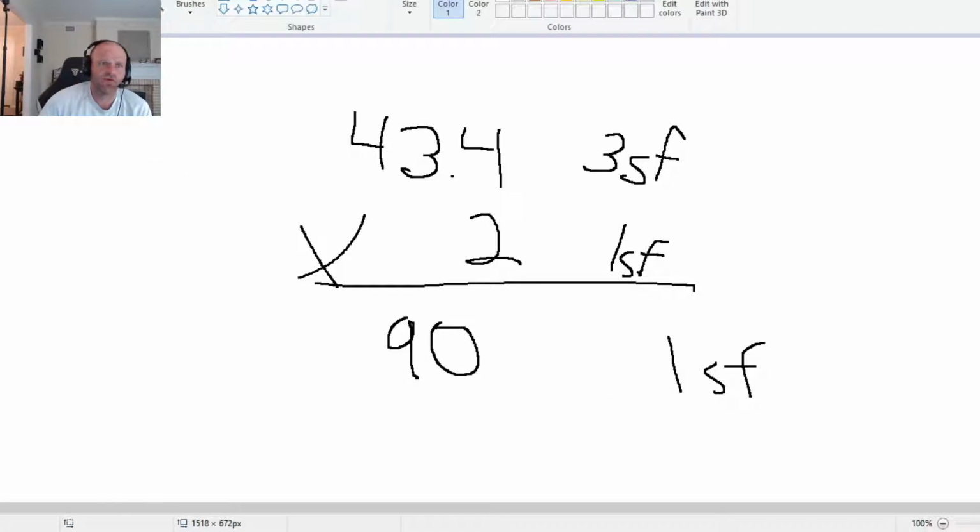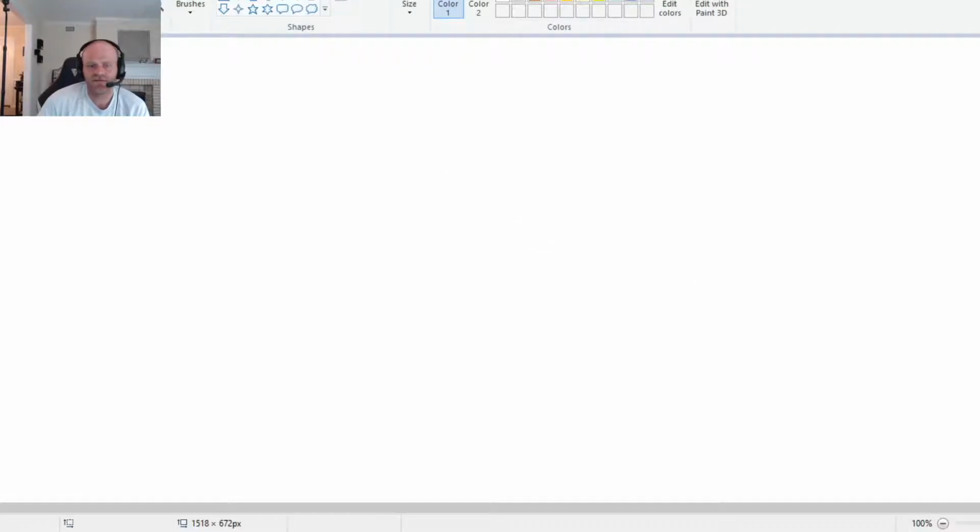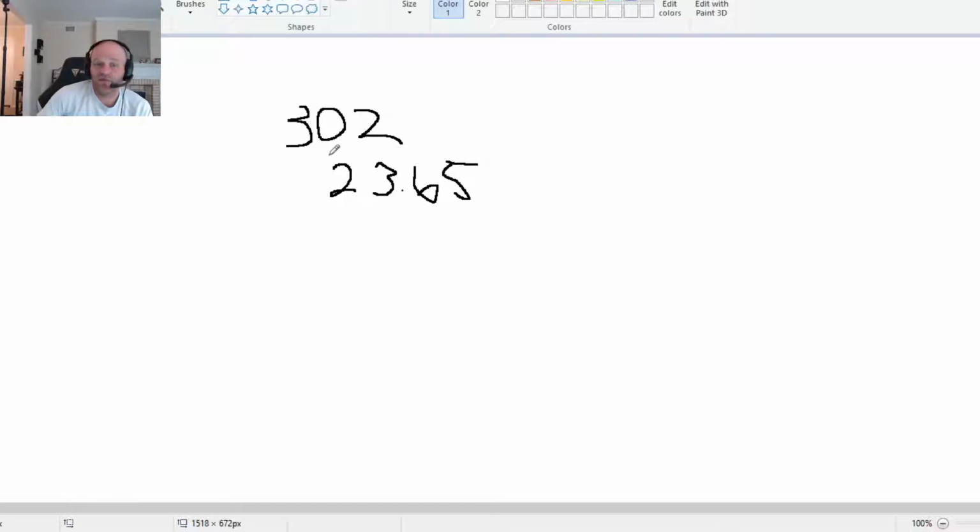Let's do one more example. File, new, don't save. Make sure y'all can still see me. Let's do 302 times 23.65. Now for multiplication, it doesn't matter if I line them up. So I'm going to go onto my calculator and type this in: 302 times 23.65.